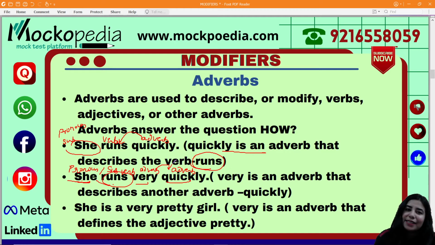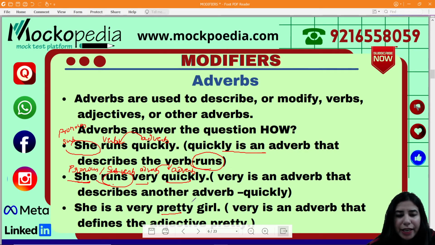Great. So let's see the third example. She's a very pretty girl. As we have just discussed what an adjective is, pretty is an adjective to girl, right? I hope you're able to understand that pretty is an adjective to the noun girl. Now when we talk about very, very is what? Very is an adverb to the adjective, right? So how pretty? Very pretty.